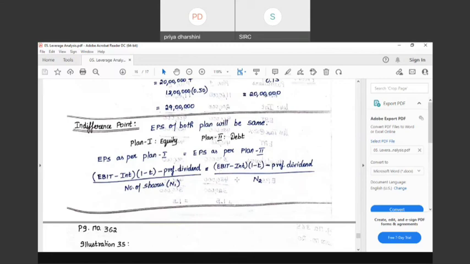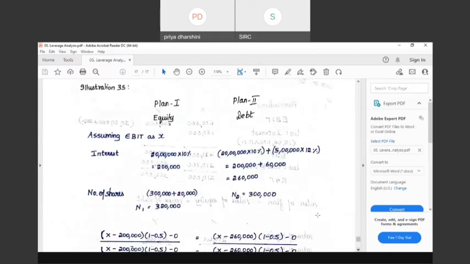How do you arrive at EPS? It is the earnings available to equity shareholders divided by the number of equity shares. Now in this sum, they say plan 1 is by raising through equity and plan 2 is by debt. Assuming EBIT as X, they are asking us the indifference level of EBIT, the amount of EBIT. So I assume it as X minus interest. How much is interest? They have given the current debt is 20 lakhs into 10%.